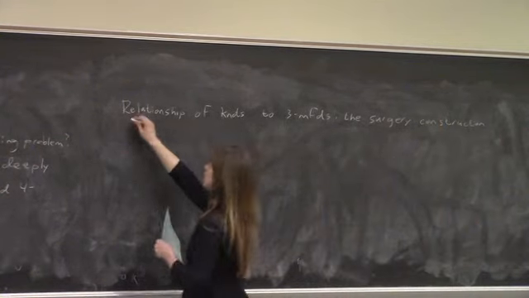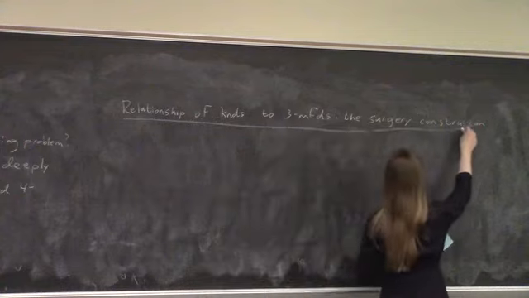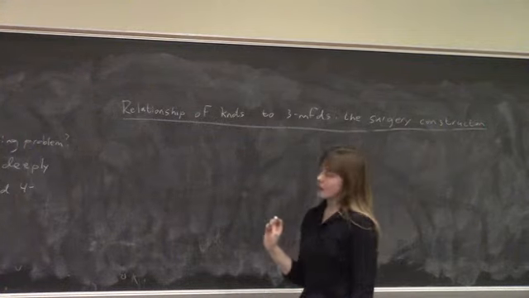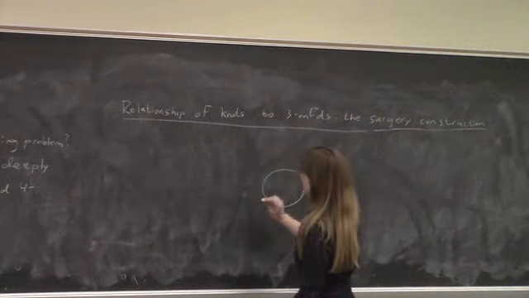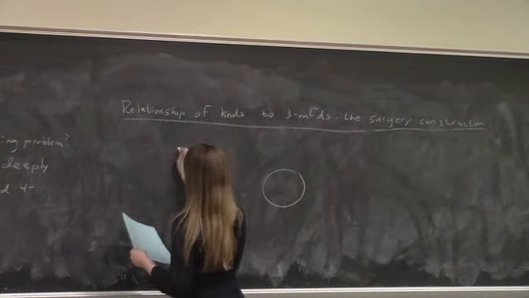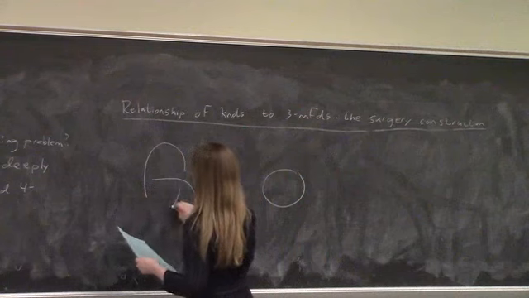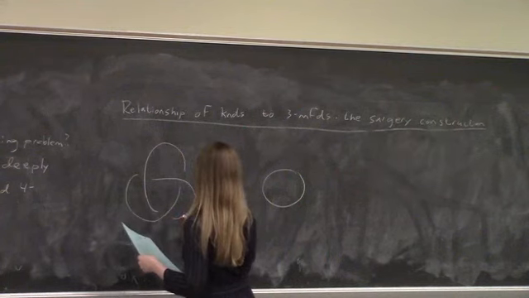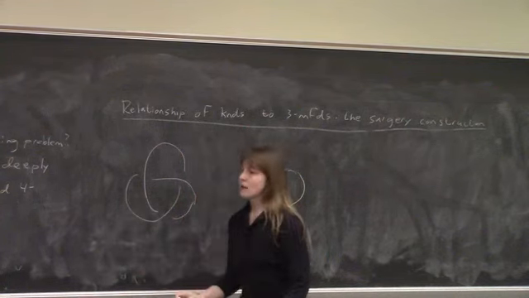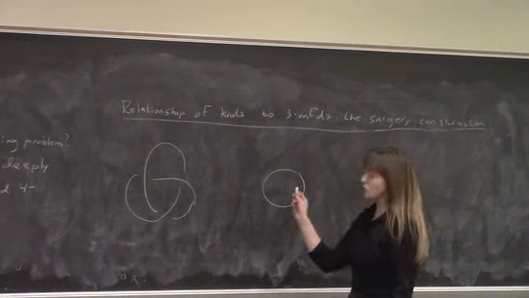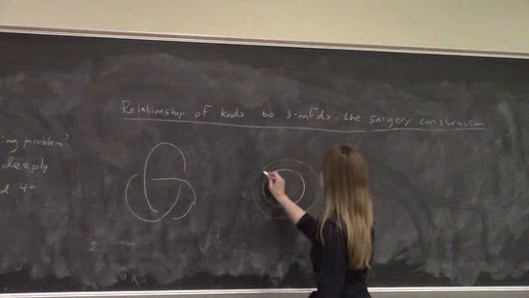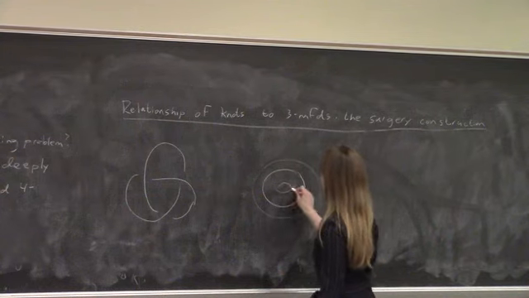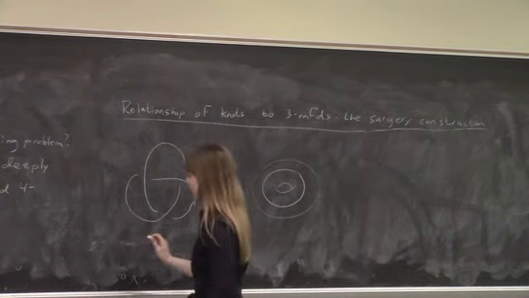Okay, what's the surgery construction? Let's say I've got a knot in S3. I'll draw 2 different knots. I'll draw an unknot and I'll draw a trefoil. What I'm going to do is cut out a little torus around my knot, a little solid torus, and I'll just cut that torus out of my manifold.